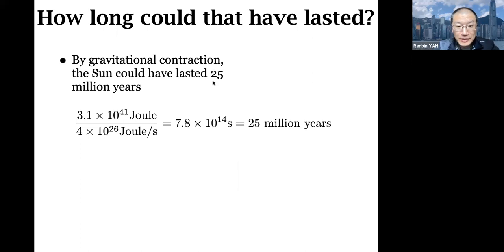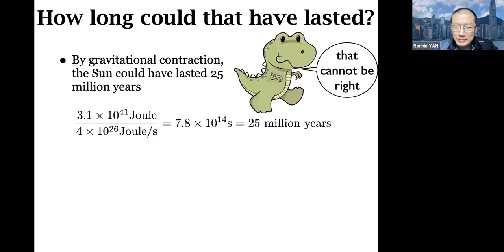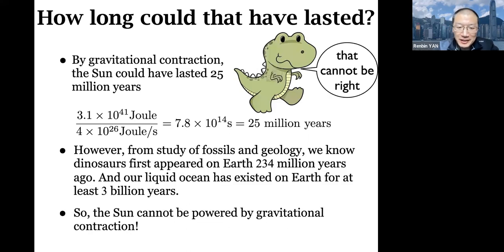That's much longer than burning coal, right? Burning coal is only 5,000 years, and this is 25 million, so it's much longer. But is 25 million years long enough? Dinosaur size, that cannot be right. I was not there more than 25 million years ago. We know from the study of fossils and geology that the dinosaurs first appeared on Earth about 234 million years ago. And our liquid ocean has existed on Earth for at least 3 billion years.